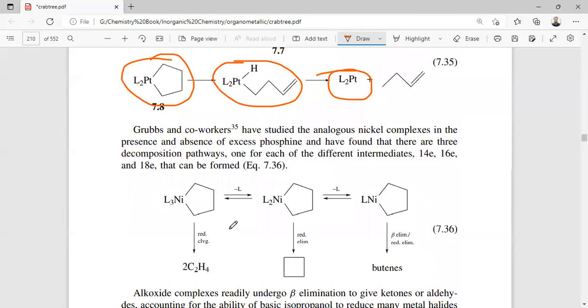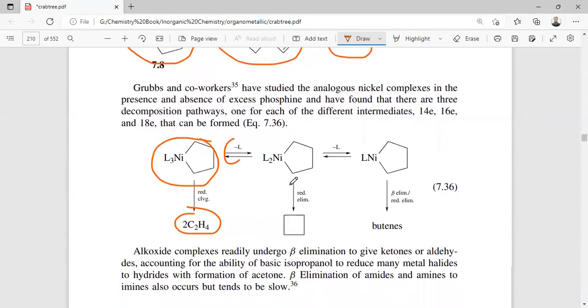Here on L3Ni, reductive cleavage of these two ethylene molecules can happen, and from here reductive elimination forms this cyclobutane. Another possibility is beta hydride elimination, where another L is dissociated from the ligand framework, giving a double beta hydride elimination to form this butene.